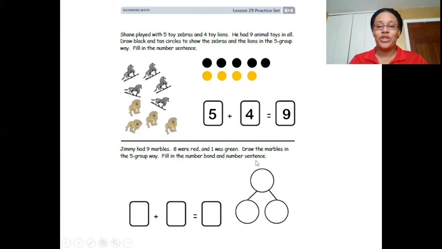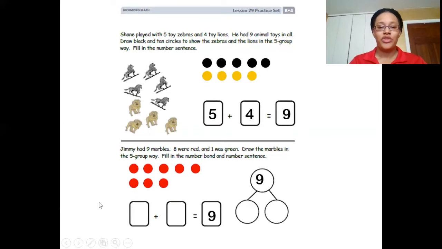How many marbles did we start with? Right, we started with 9. So let's fill in our number sentence, our whole. So we started with 9 here, and we can fill in the whole here. So now our parts were 8 were red and 1 was green.